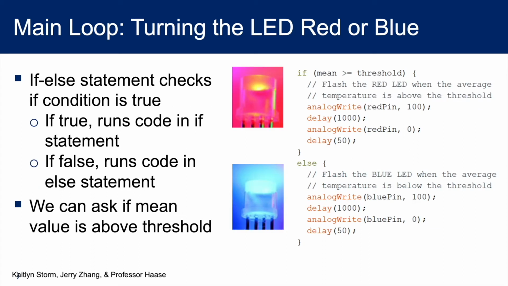We now use an if-else statement, which checks if this condition is true and runs the section if it is true, and if the condition is not true, we'll run the code section in the else statement instead. Since we are checking if the mean is above the threshold in the if statement, we will change the LED to red if this is true. If this is not true, we have the LED turn to blue in the else statement. And that's it for the code.